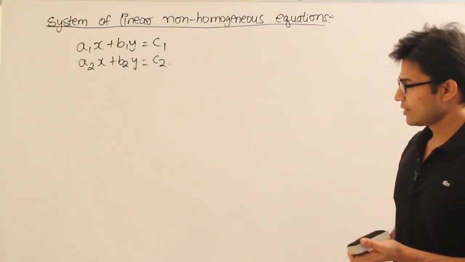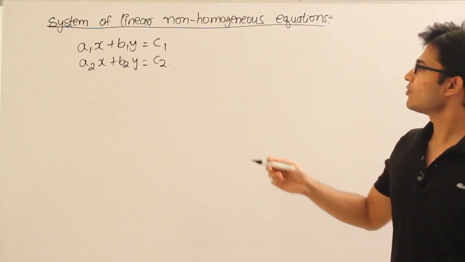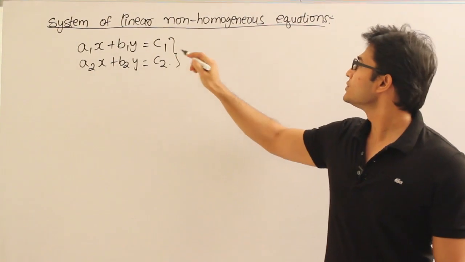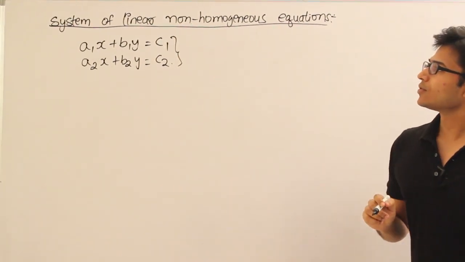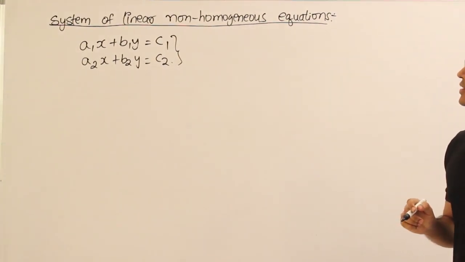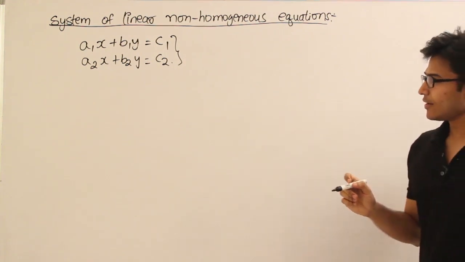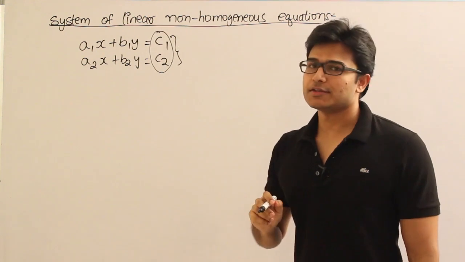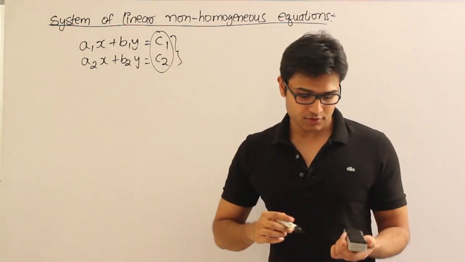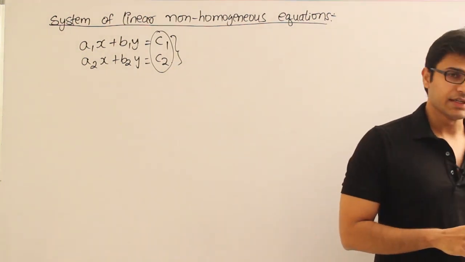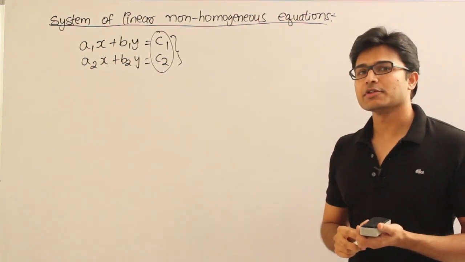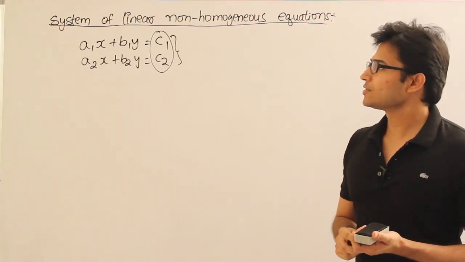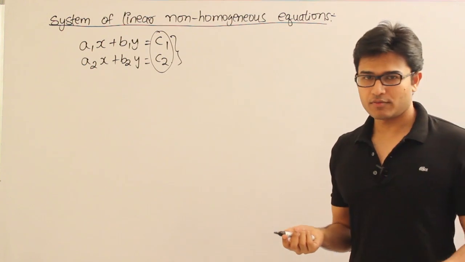Observe this. Now we are talking about a system of linear non-homogeneous equations. What I mean by linear non-homogeneous is, earlier we had zeros in place of C1 and C2. Now we are having C1 and C2. Therefore, it is called linear non-homogeneous equations, right? So if you want to express it in matrix form, you can do this.